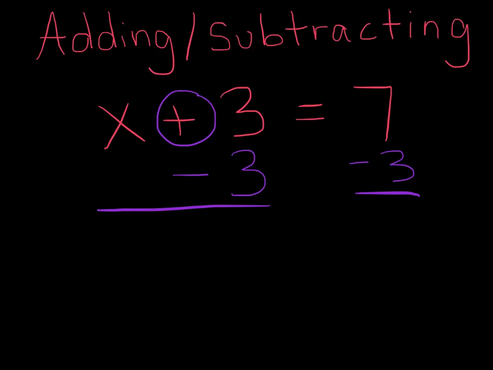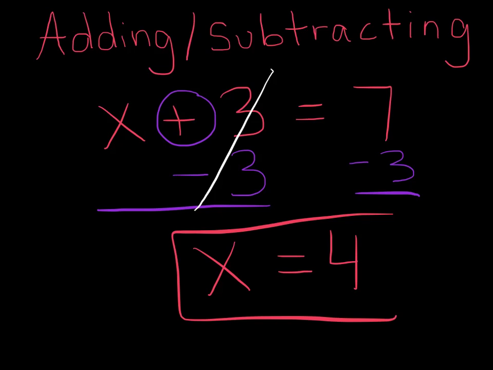Well, if I have a 3 and I subtract 3, that's going to cancel out and leave me with 0. So there's just going to be an x on the left side, and then 7 minus 3 is 4, so that I know that x is equal to 4. If you wanted to check it, you can just say that 4 plus 3 is equal to 7, and so you know that you performed this operation correctly.